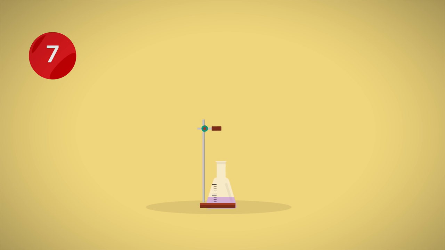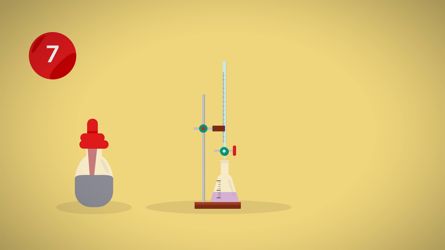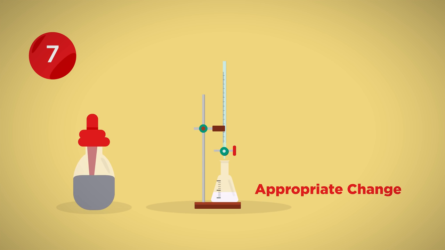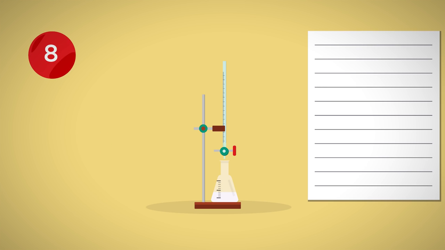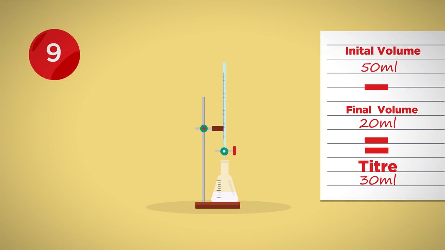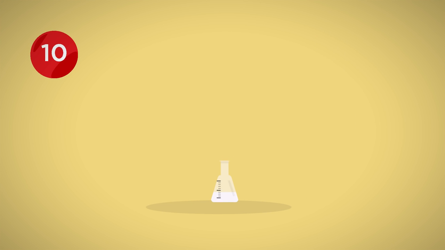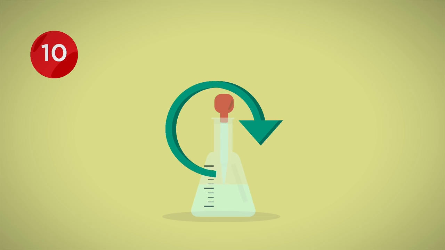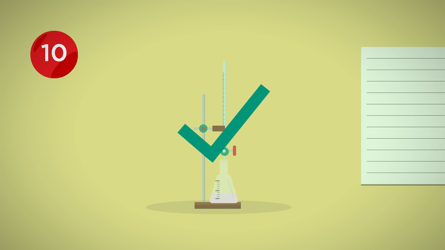7. Stop adding when the reaction is complete. The endpoint is reached. This is where an indicator may help because there would be an appropriate color change. 8. Record the final volume. 9. Subtract the initial volume from the final reading. This gives you the volume of the solution added. This volume is called the titre. 10. For an accurate experiment, you should repeat this experiment a few times until you get consistent values for the titre.